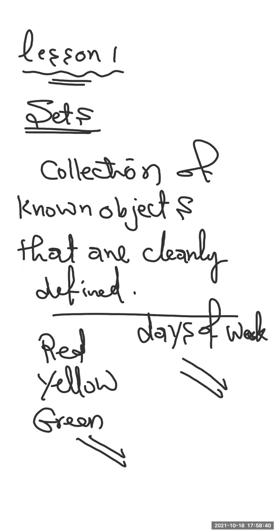Also, we can consider this one as a set because it consists of 7 days, and the names of these days are Saturday, Sunday, Monday, Tuesday, Wednesday, Thursday, Friday. So in this case, it's clearly defined objects. So we can consider the days of the week as a set.